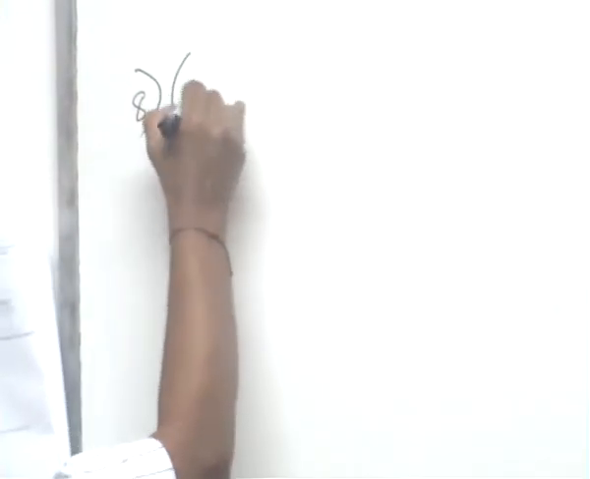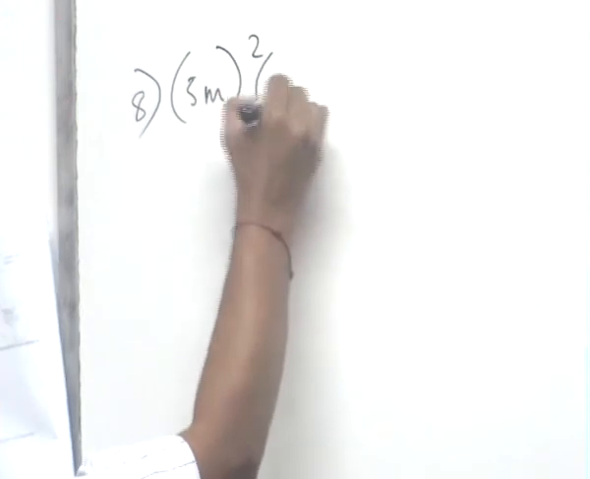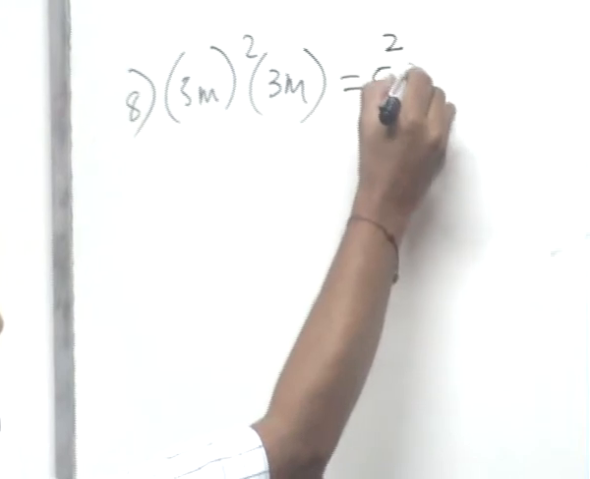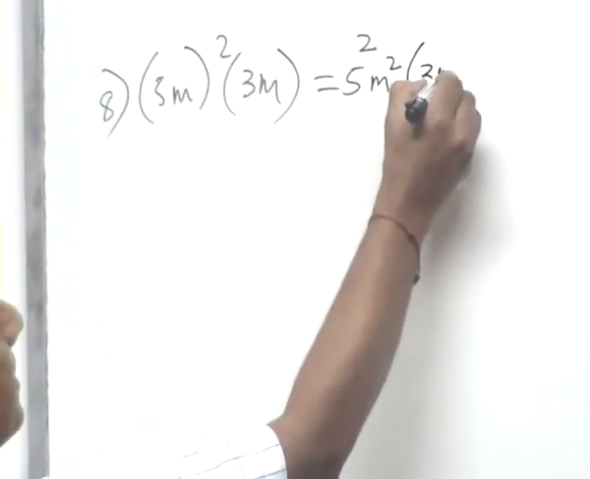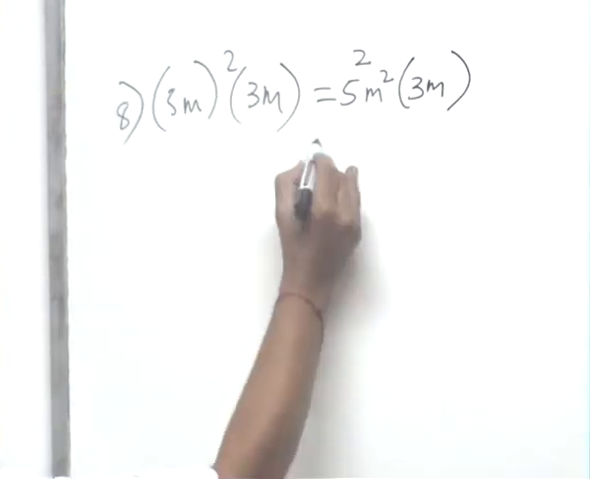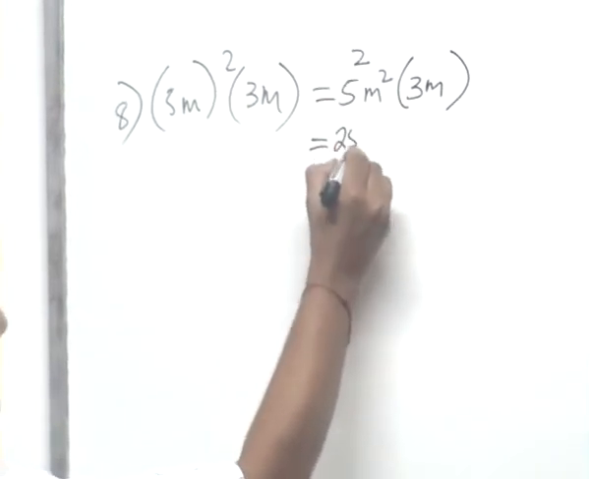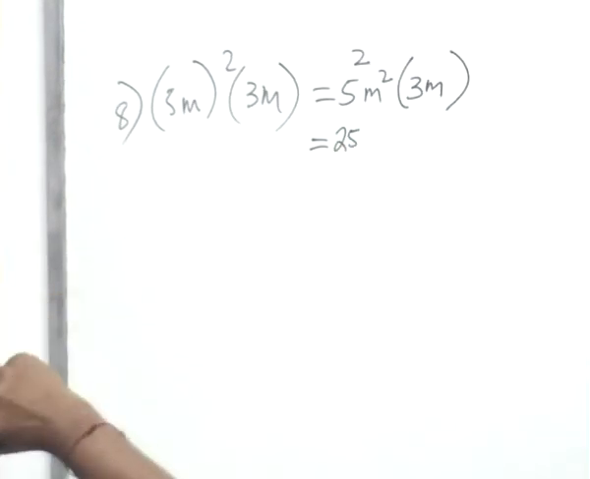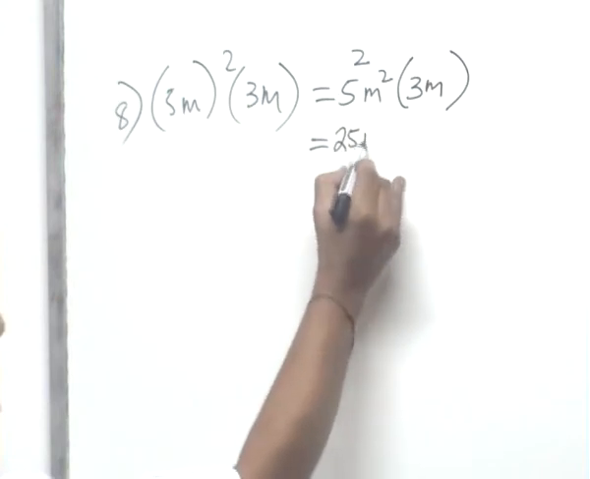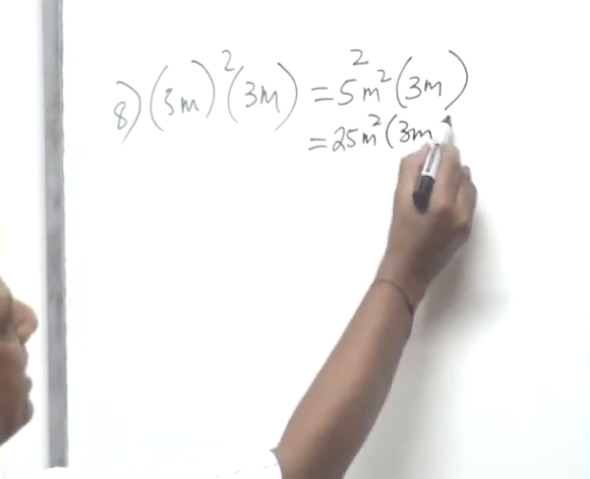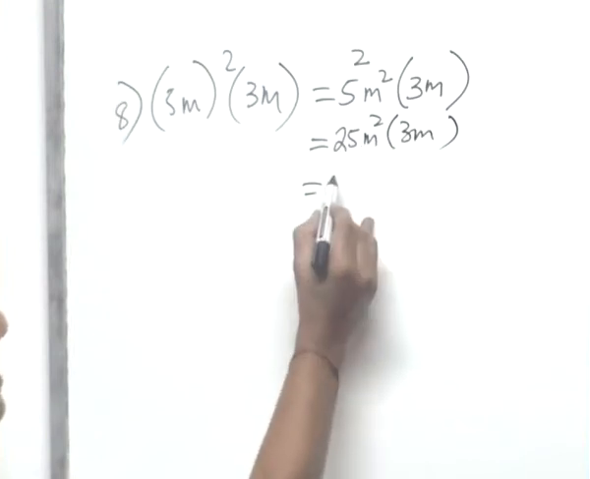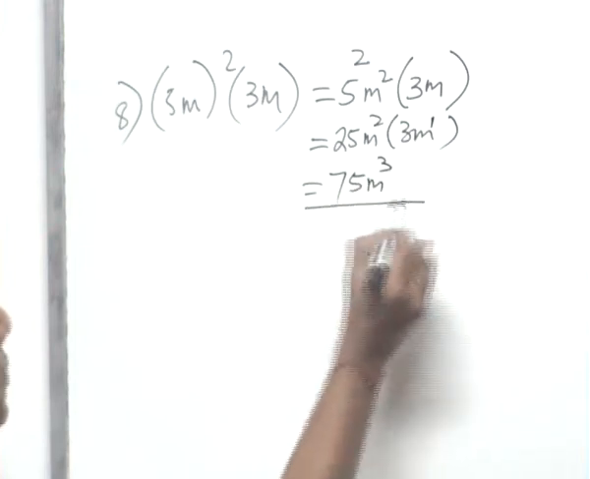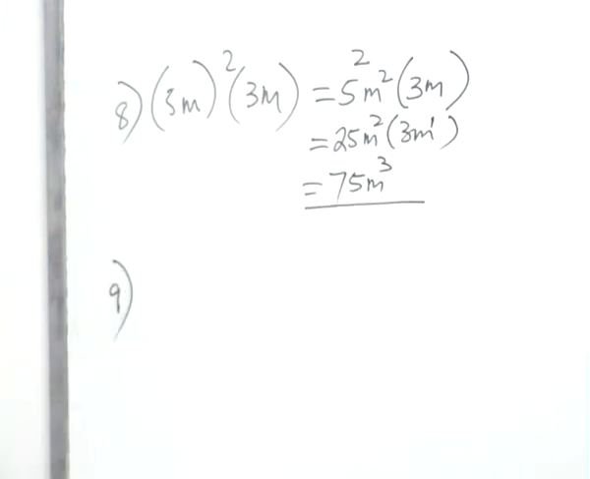Number 8, open bracket, 5m squared times 3m. So that will give you 5 squared m squared times 3m. Now in this particular example, you see 5 squared is 25. Because you can see that this base and that base is the same. So 5 squared is 25, there's your m squared and there's your 3m. Now if you look carefully, 25 times 3, 75. This is m squared, this is m, so it will become m cubed. Number 9.